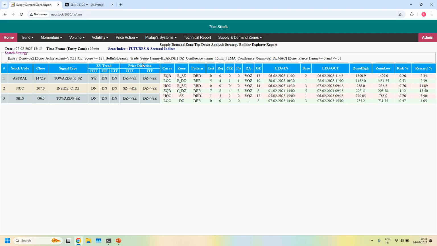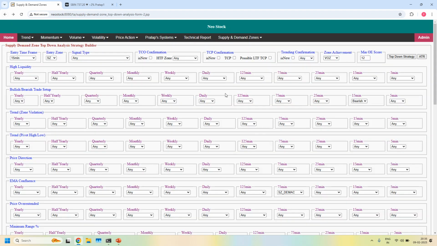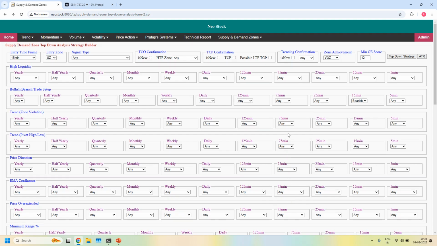So for that, let's go back to our strategy builder. In the strategy builder, we have previously set values. In that EMA confluence, we had the 75 minutes ITF filter. We have to remove it because now we are looking for HTF specific. Earlier what we set was ITF specific. So that's why I removed the EMA filter.